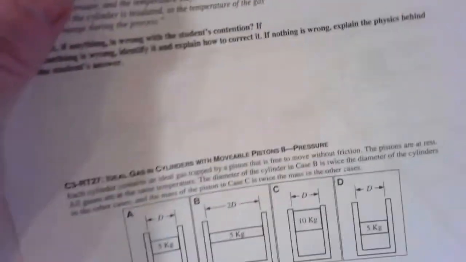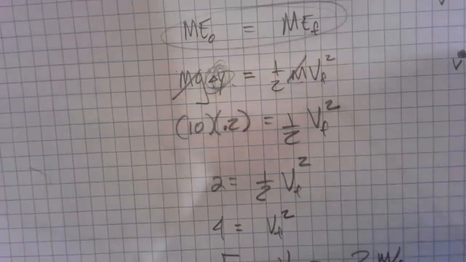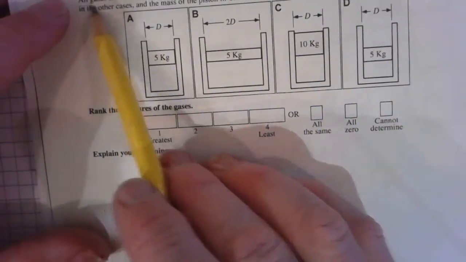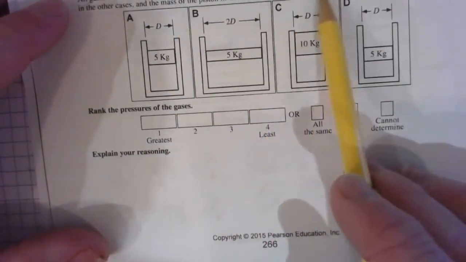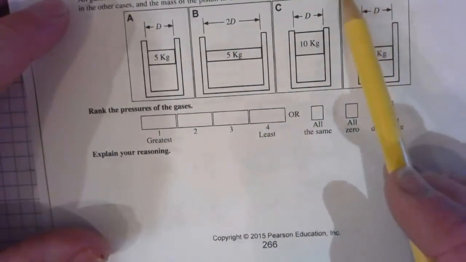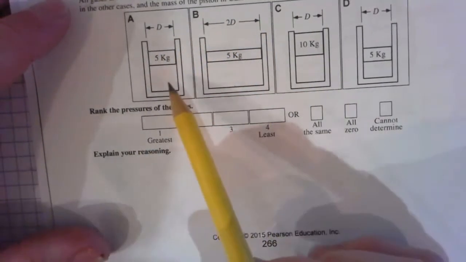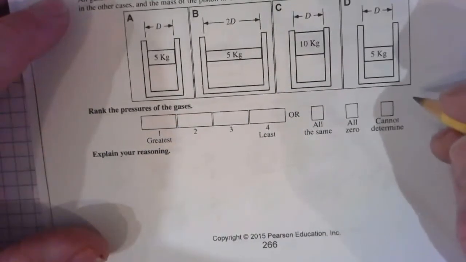I'm going to go all the way to 27, and then I think I've done enough of your work for you. Ideal gas, pistons free to move, pistons are at rest. All gases are at the same temperature. The diameter of the cylinder in case B is twice that of the others. And the mass of the piston is C. So pressure of the gases. This is, once again, pressure as force divided by area.